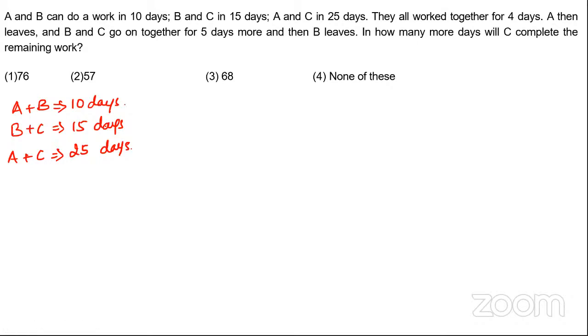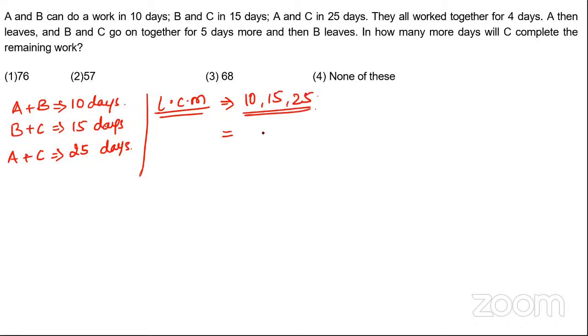Once I have come here, the question, then I read, they all work together for 4 days. A then leaves. And B and C go on together for 5 days more, and then B leaves. In how many more days will C complete the remaining work? This is the question. So first and foremost, because I have these days in my hand, the first thing I will do is take an LCM of these 3 days. Can anyone tell me what is the LCM of 10, 15, 25?